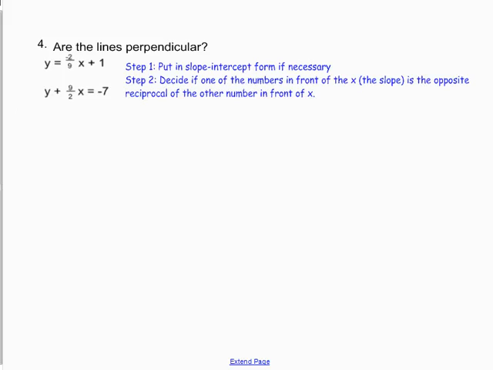Now we have to figure out if these two lines are perpendicular. Now remember at the beginning I said that perpendicular lines have an opposite reciprocal slope. So opposite reciprocal, that is right here. One line is not in y-intercept form, is it? This one right here. So let's put that in y-intercept form.